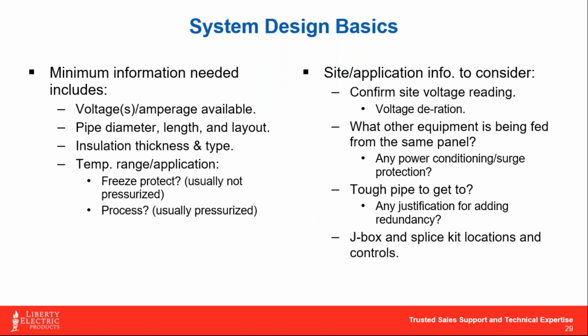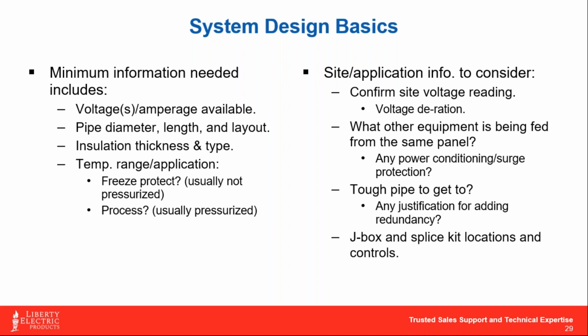So that's why we try to dot that I, cross that T. What other equipment is being fed from that same panel? Is it something like a big motor where you're going to get voltage drops? Those are all considerations that come into this. Are there any surge protection or power conditioning devices helping to mitigate these transient events that could screw up the microprocessor in your heat trace controller and throw a fault? These are all things that we try to get on the front side of, so that we can make sure it's going to be a clean design and install.